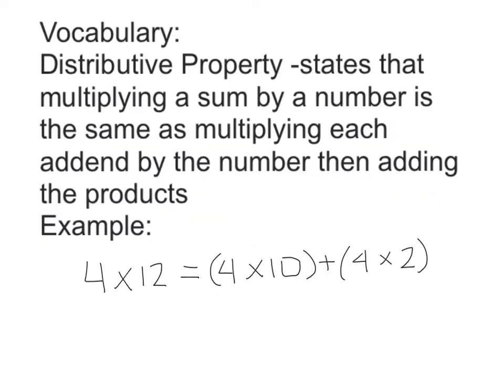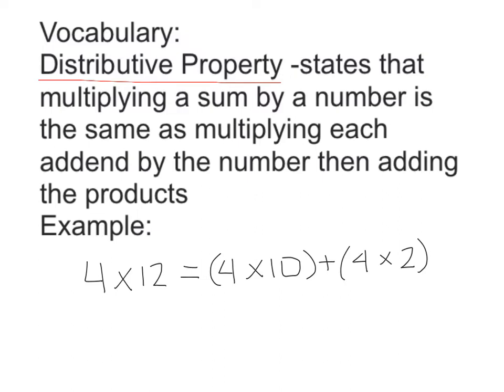Today's lesson has one vocabulary word. It's called the distributive property. The distributive property states that multiplying a sum by a number is the same as multiplying each addend by the number and then adding the products together.